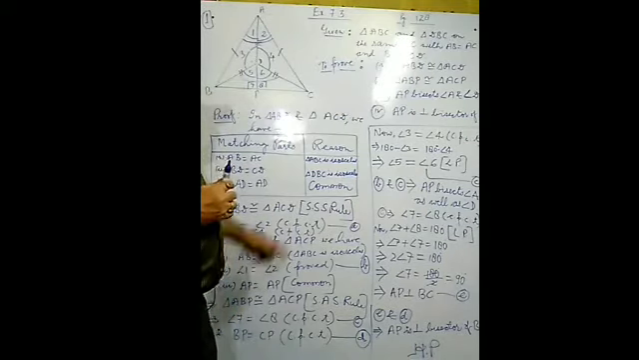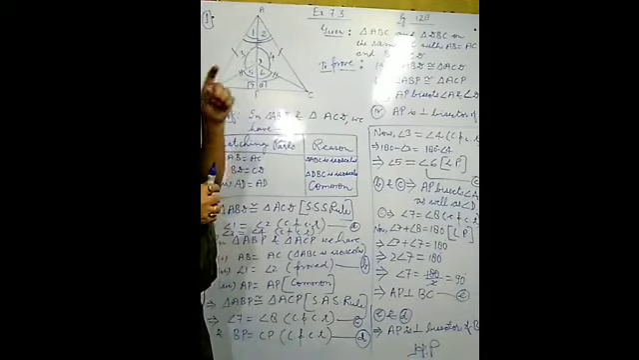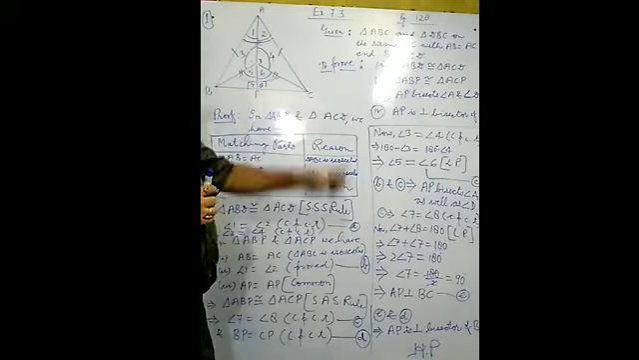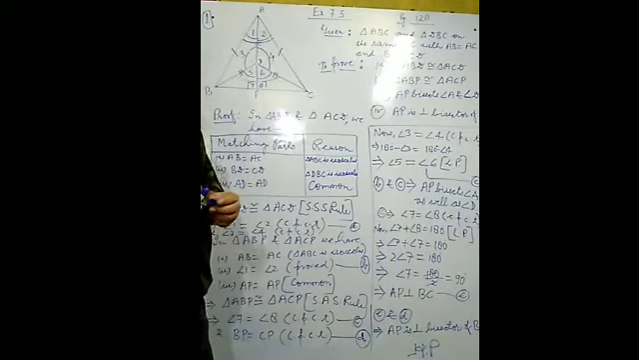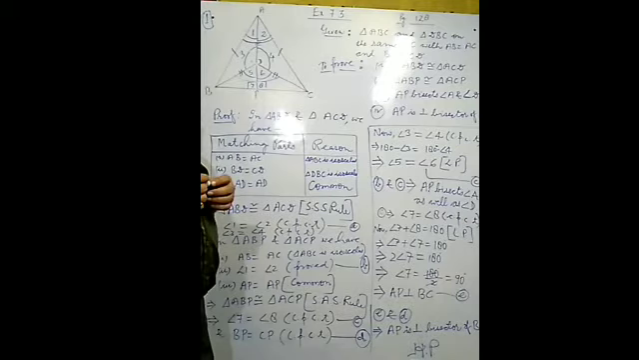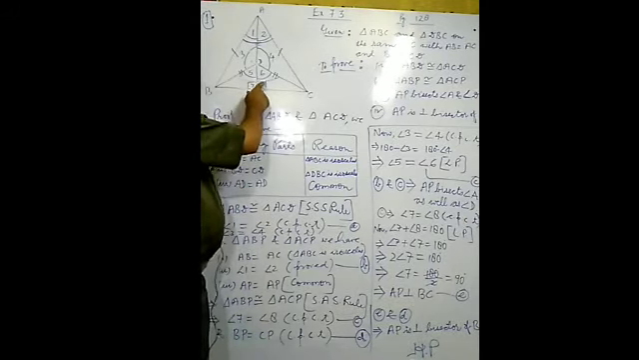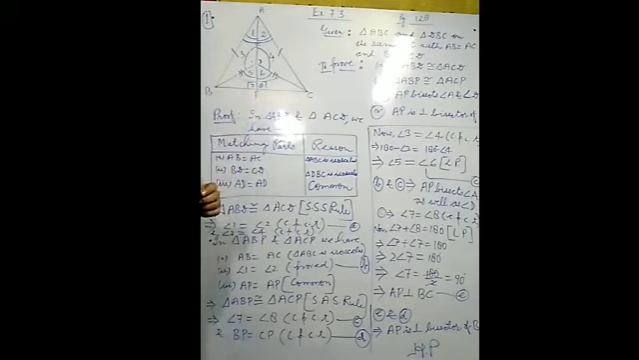Now the next one: we have to prove AP is the perpendicular bisector of BC. Firstly, we have to show that AP is a bisector. Again, we have to show that AP is perpendicular to BC. That means we have to prove that either angle 7 or angle 8 is 90 degrees. How can we prove it? Let us discuss.